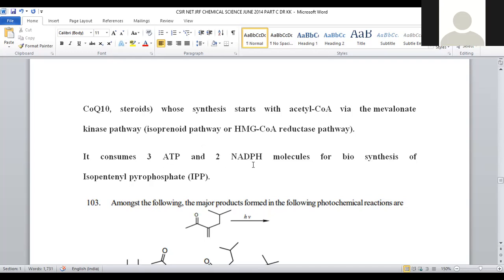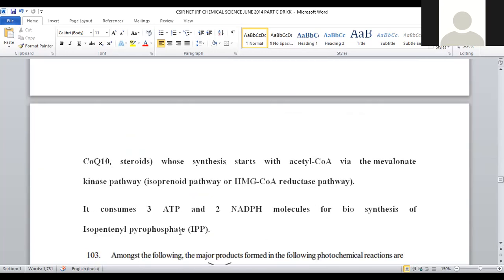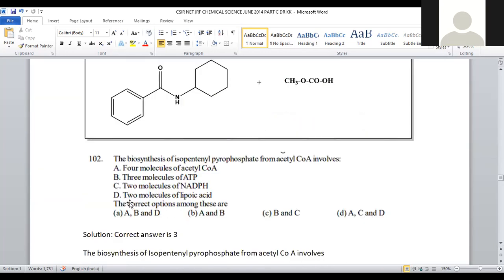And the second is 2 NADPH. So 3 moles of ATP and 2 moles of NADPH got consumed during the biosynthesis of isopentenyl pyrophosphate. Okay, so here 4 molecules of acetyl coenzyme A is not a correct one. 3 moles of ATP. How many moles of ATP? 3 moles of ATP is the correct one.